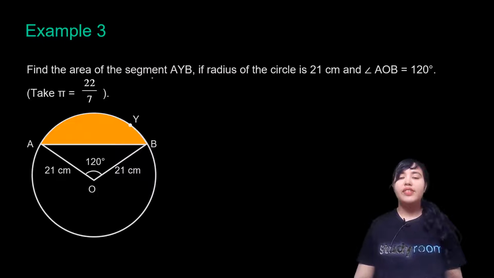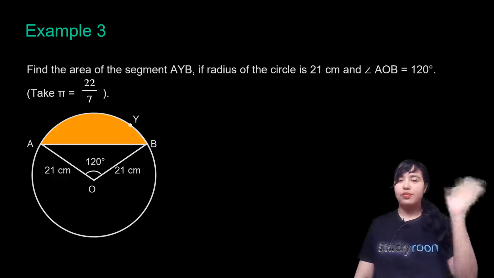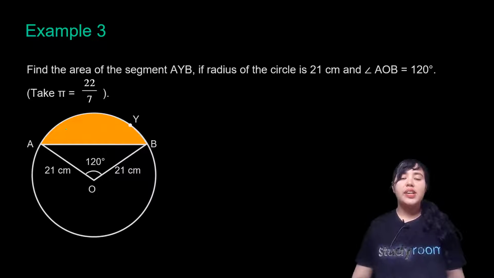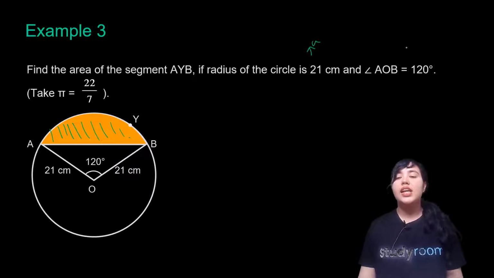So you have been given a segment now. So we say bye to the sector, now we are moving on to a segment. So here, can you identify the segment though? That is the shaded region only, this AYB. And the radius of the circle is given to you as 21 centimeters. The angle theta is given to you as 120 degrees. Pi you have to take as 22/7.